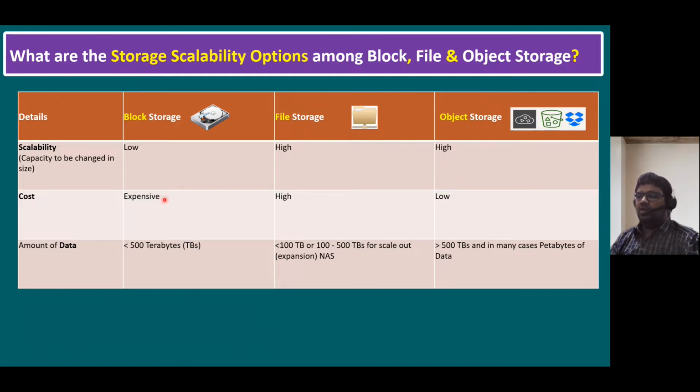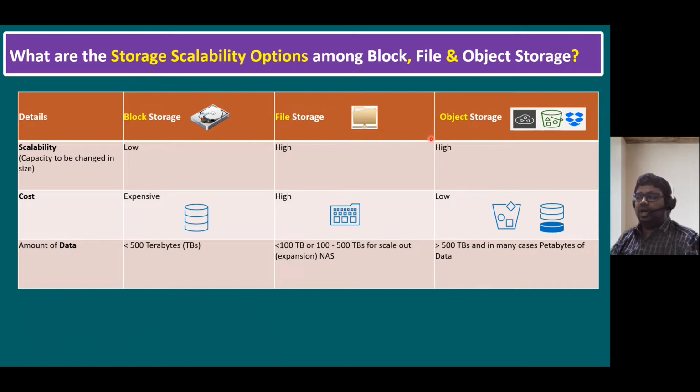And cost-wise, block storage is normally expensive, and file storage cost is also high. Object storage pricing is a bit lower compared to file and block storage because it's available as a service only, as a consumption-based or pay-as-you-go model. And regarding the amount of data, we generally prefer block storage if your storage is less than approximately 500 terabytes. And if your storage is between 100 and 500 terabytes, for scale-out expansion of network attached storage, you can go for file storage.